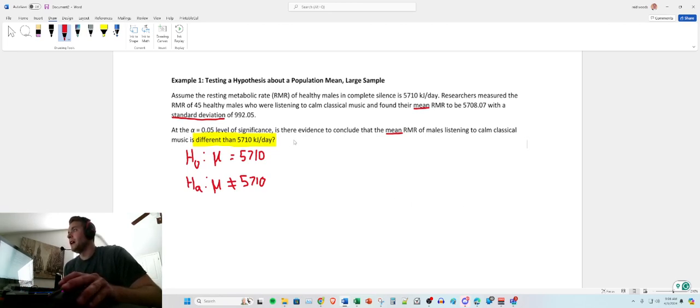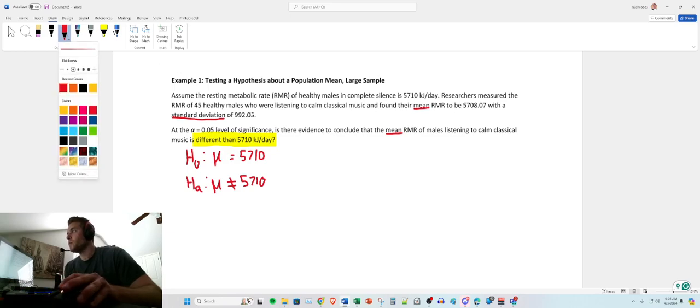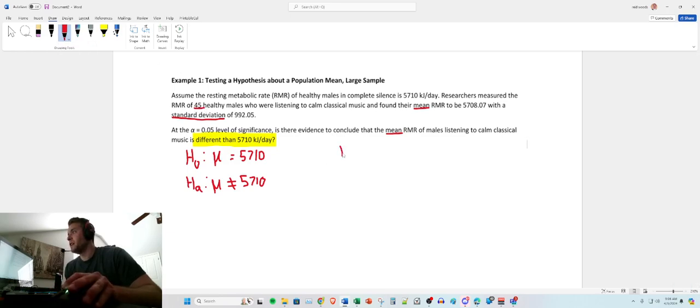Okay. So what we're going to begin with is, we have our sample. They took a sample of 45, so n equals 45. That's a pretty large sample. I think we'd all agree that that's plenty of data. And they got a mean of 5708.87. So that's x bar, what that is right here. This is x bar, so we'll write that out.